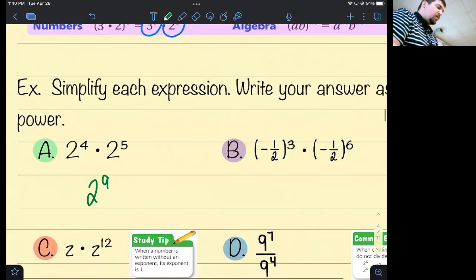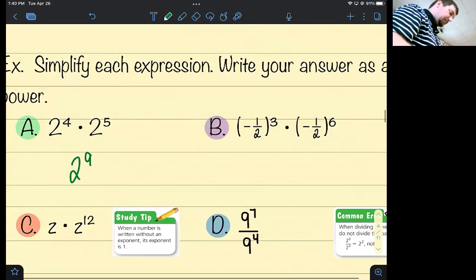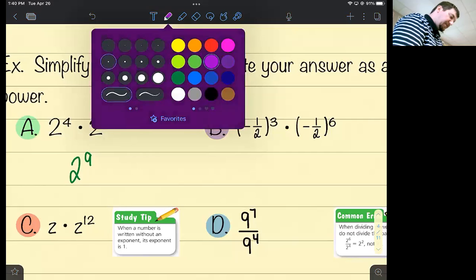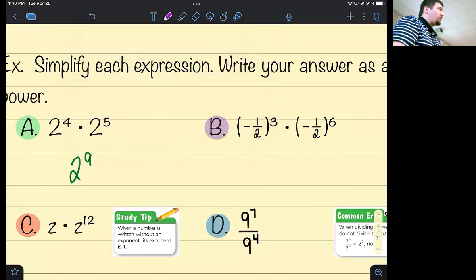How about this next one? Negative 1/2 to the 3rd times negative 1/2 to the 6th. Chloe, what is that going to give us as a power? That's right. Negative 1/2 to the 9th. Is it important that I write the negative 1/2 in parentheses? Yes, it is. Not only because it's a fraction, but also because it's negative. So actually 2 reasons you're going to want to write this in parentheses. We have to write fractions and negative bases in parentheses.